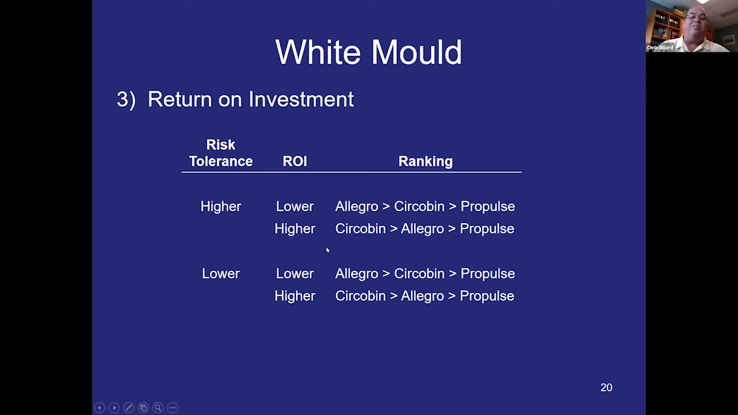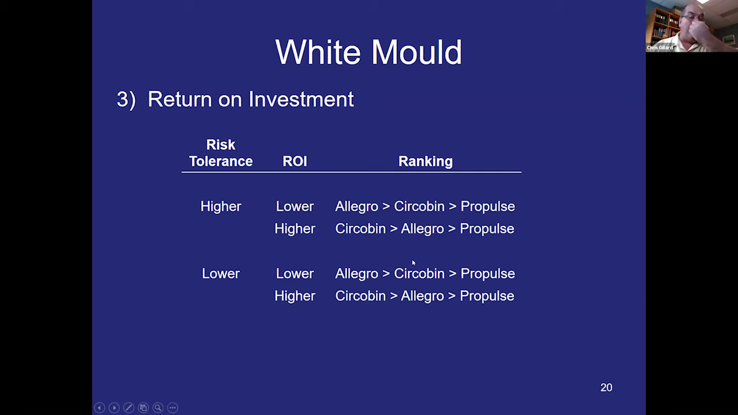Where your expectations for ROI are quite low, so you just want to get your money back, Allegro tends to shake out on top, Cercoben in the middle, Propulse at the bottom, for both higher and lower risk. But where you expect higher returns, or where you want higher returns, Cercoben stands out on top, then Allegro, then Propulse.